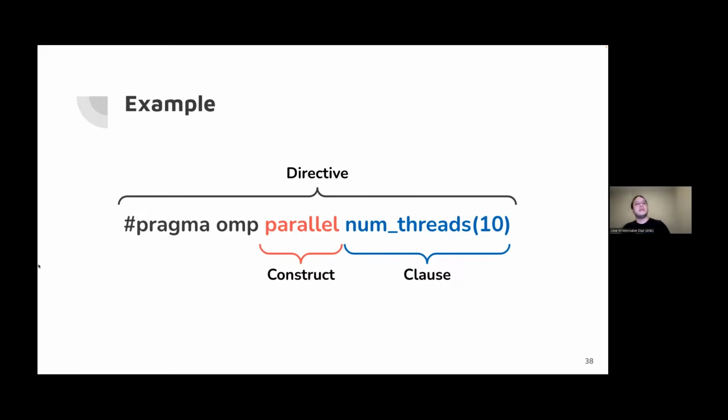So this is an example. Pragma OMP, we are just telling the compiler we're going to use OpenMP. Then we have the directive, which is the combination of pragma omp parallel num_threads. We have a clause that is modifying the number of threads that we are creating, and we have a construct because we know that the parallel construct is going to end up executing something that will create the threads.